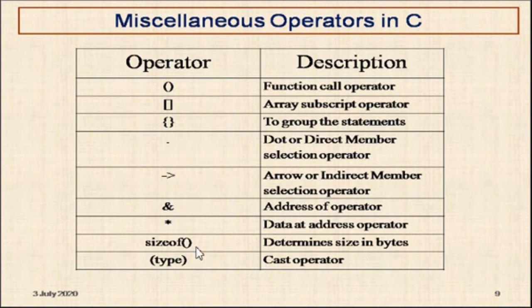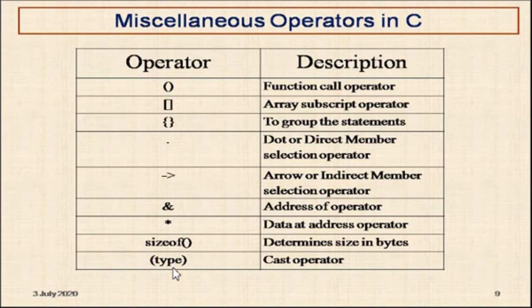The size of operator will provide us the number of bytes of the data type. For example, size of int will provide 2 because it occupies 2 bytes. Size of float will give us 4, that is, it will occupy 4 bytes. Size of double, the double data type will occupy 8 bytes, so it will provide 8, like that.